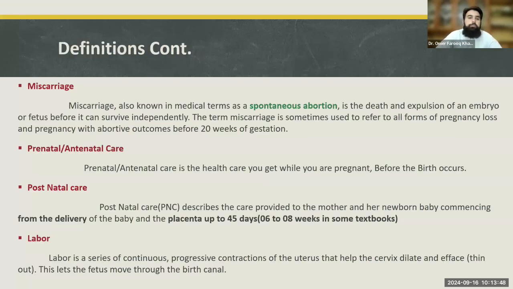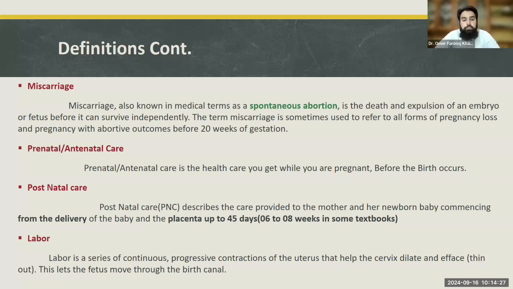Then miscarriage, also known in medical terms as spontaneous abortion, is the death or an expulsion of an embryo or fetus before it can survive independently. The term miscarriage is sometimes used to refer to all forms of pregnancy loss and pregnancy with abortive outcomes before 20 weeks of gestation. Antenatal, or prenatal, care is the health care you get while you're pregnant before the birth occurs. Postnatal care describes the care provided to the mother and her newborn, commencing from the delivery of the baby and the placenta up to 45 days, or 6 to 8 weeks in some textbooks.